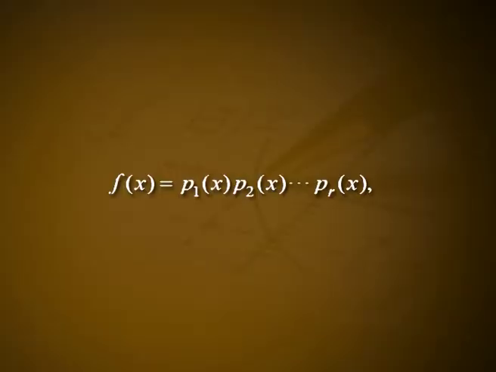Proof. Let f(x) belong to F[x] be a non-constant polynomial. If f(x) is not irreducible, then f(x) equals g(x) times h(x), where the degree of g(x) and the degree of h(x) are both less than the degree of f(x). If g(x) and h(x) are both irreducible, we stop here. If not, at least one of them factors into polynomials of lower degree. Continuing this process, we arrive at a factorization f(x) equals p1(x) p2(x) ... pr(x), where pi(x) is irreducible for i equal to 1 to r. It remains to show uniqueness.